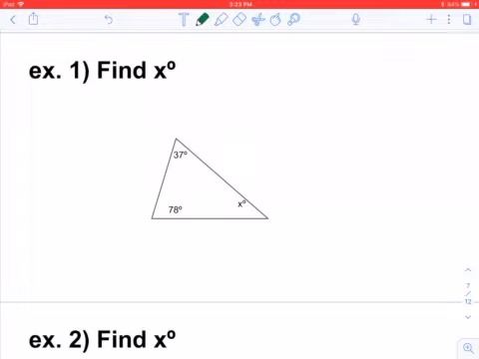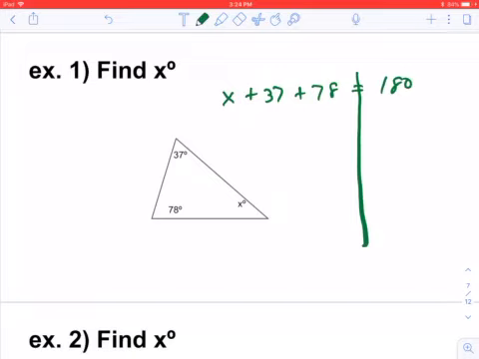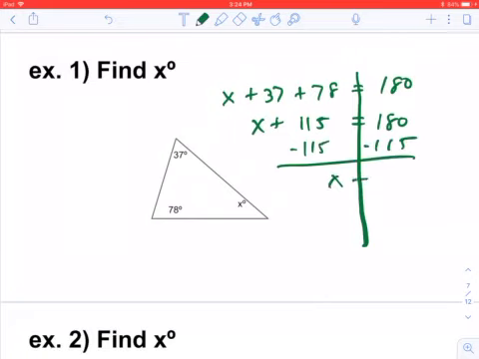So we have the 3 interior angles of a triangle. We're going to add them up. So x plus 37 plus 78 equals 180. It's that relationship that gives us the equation. So we get x plus 115 equals 180. Subtract your 115, we get x equals 65.